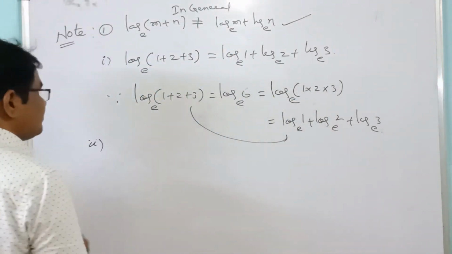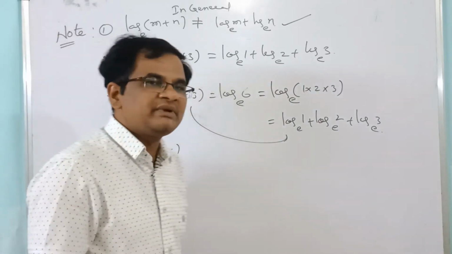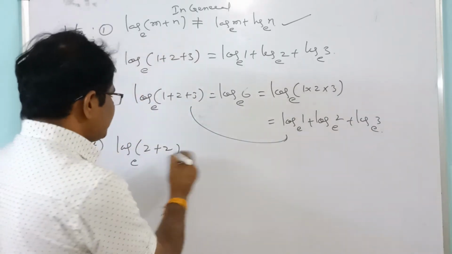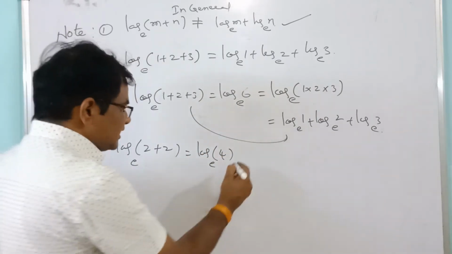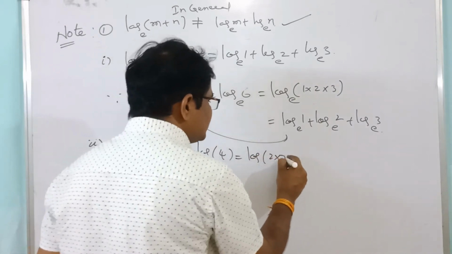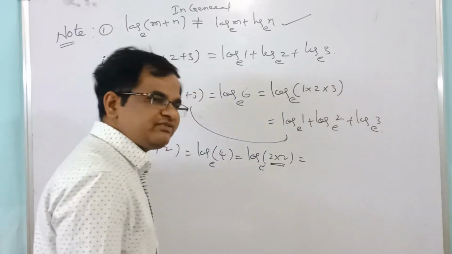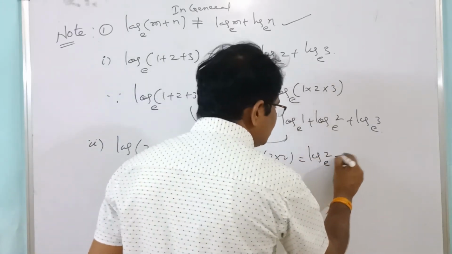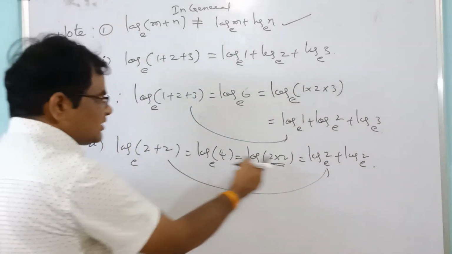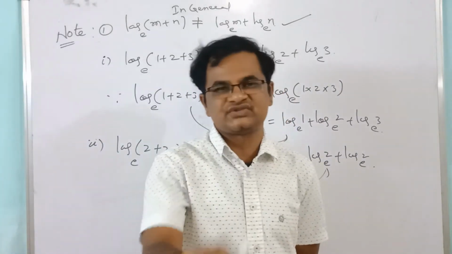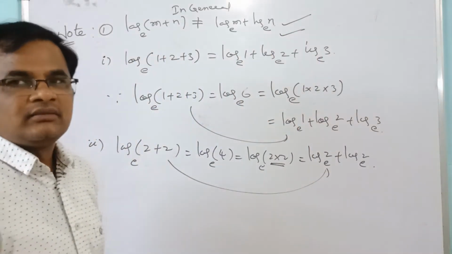Suppose one more example you take. Log of 2 plus 2 to the base e. 2 plus 2. Log of 4. Can you write? That is equal to, again it can be written as 2 into 2, log to the base e. Now again product of two terms from the first property. How to write? Log 2 plus log 2. Can you write? So here also log of m plus n equal to log m plus log n satisfied. But in general it is not equal.